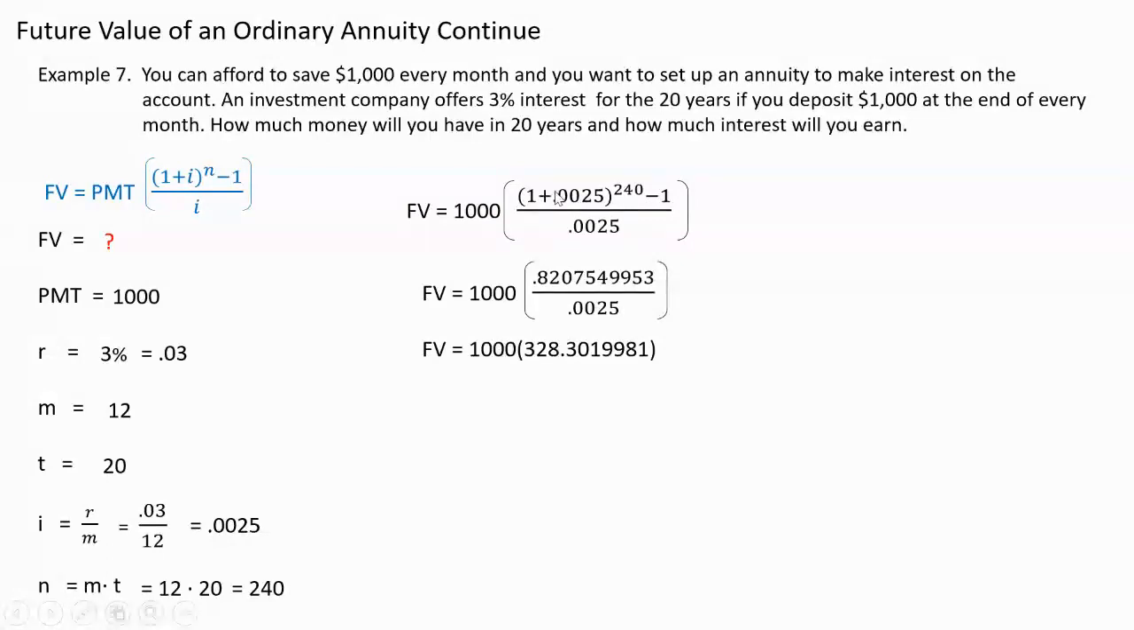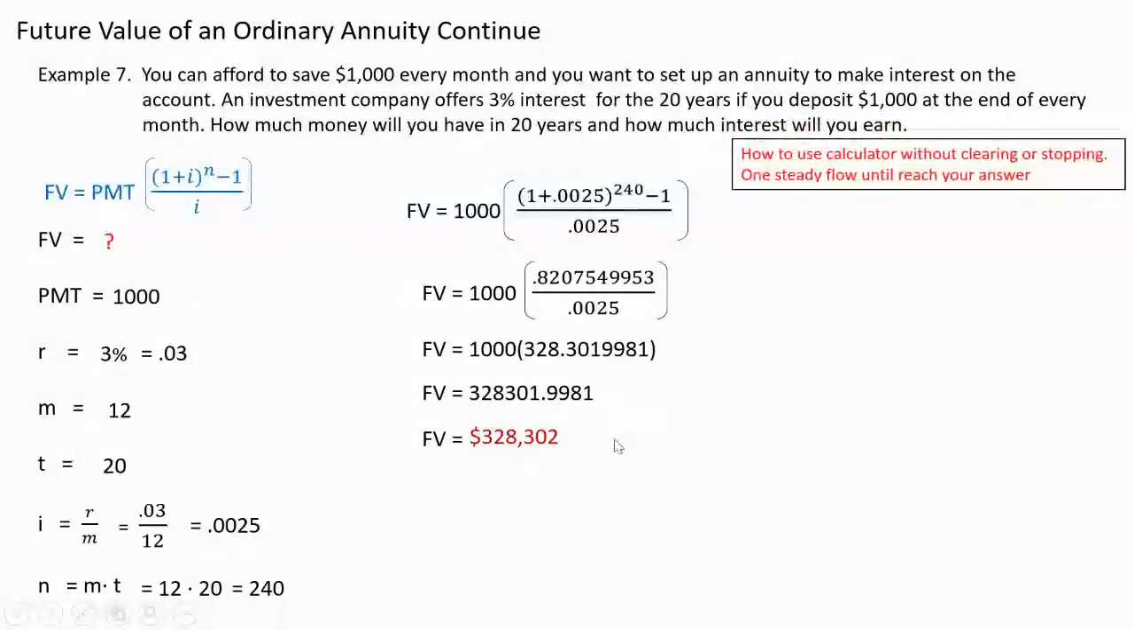Because if you put 1 plus 0.0025, and then to the 240th power minus 1, it's going to give you 0.8207549953. Then you divide that by 0.0025, and it's going to give you 328.3019981, right? And then you multiply it by 1,000, so this is what you get: 328,302. Now I'm going to show you how to put it in the calculator, without clearing or stopping, one steady flow until you reach your answer. Here we go.